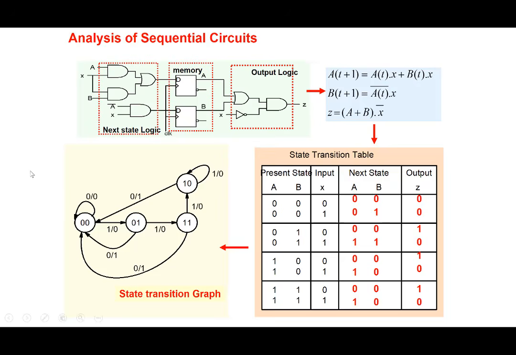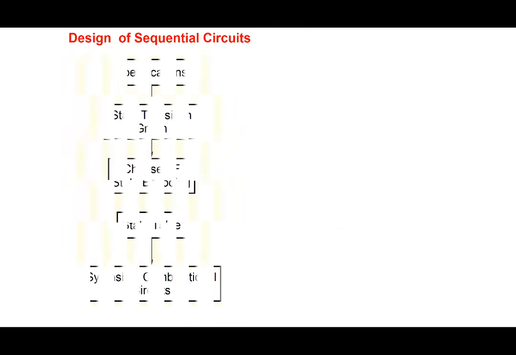Given the behavior of the circuit, we try to capture the behavior of the circuit into a state transition graph. And from the state transition graph, we try to go to a state transition table and use that to design the circuit that is there. All right, so let's see examples of that.